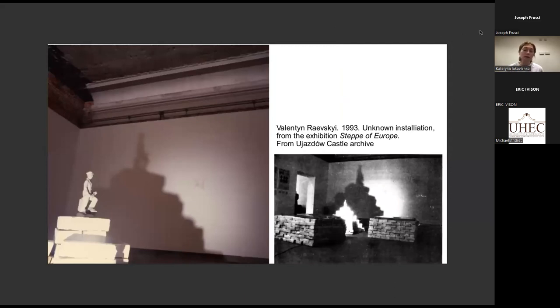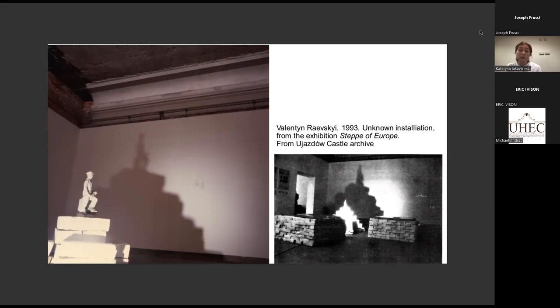And just another example, which was made by Valentin Rajewski in 1993. What is interesting in this work is that this was his first international exhibition, the first big exhibition abroad. Valentin Rajewski participated in a very interesting exhibition at Zamek Ujazdowski called Steps of Europe. And the idea was again about this front line between Europe and Russia. At that time, the curator Jerzy Onuch was speaking about the ways from the Nordic countries to the south and from the east to the west and vice versa through Ukraine. And is it possible to reconsider this land and to see it differently, not as the gates of Europe, as Serhii Plokhy said?